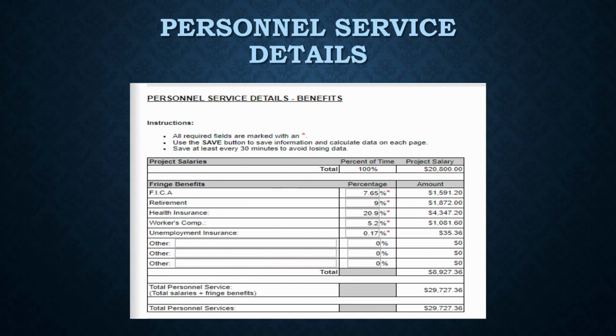Then this is what it looks like when you fill that all in. Up at the top it shows the salary and how much, see this guy's on 100%, and then it's got all of his taxes and his other pieces of information that go along with that fringe, and then it computed down there at the bottom.